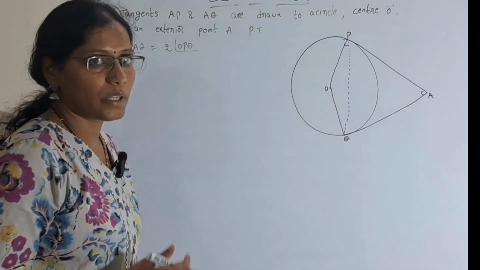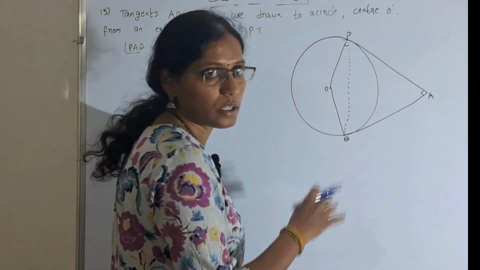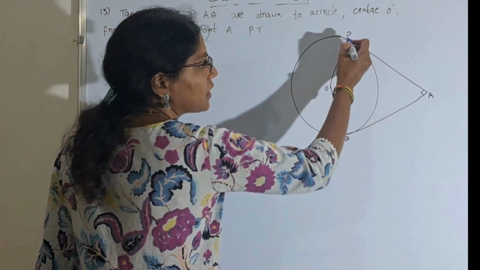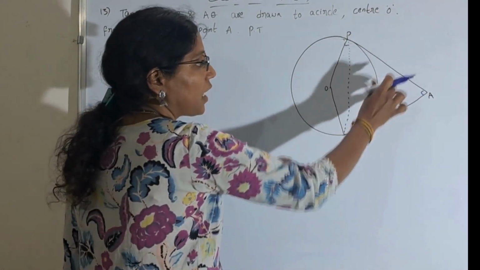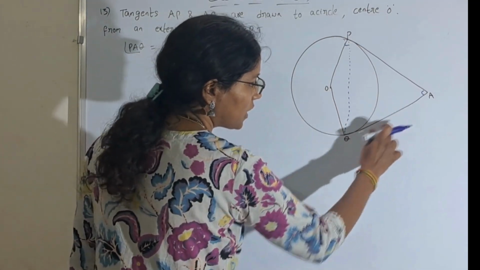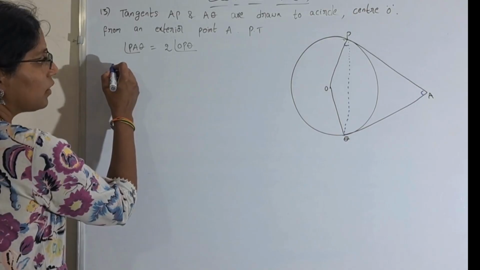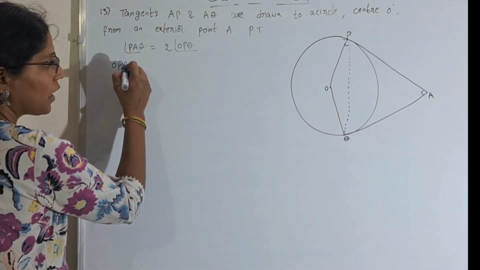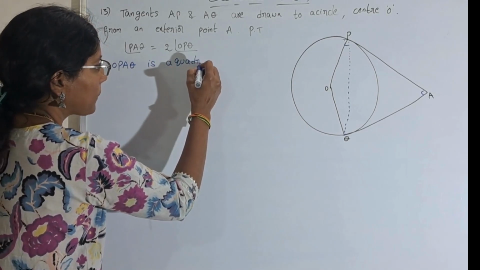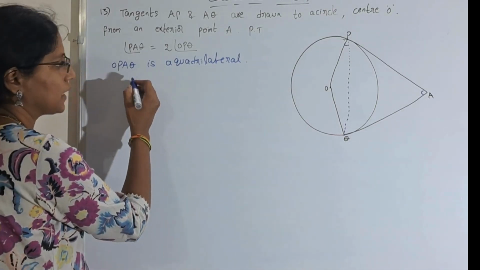For this we first have to write conditions. OPAQ is a quadrilateral. The sum of all angles is 360 degrees. Here OP is the radius, PA is the tangent. A radius and tangent are always perpendicular, so this full angle is 90 degrees. Here also OQ is the radius and AQ is the tangent, so this full angle is 90 degrees. So OPAQ is a quadrilateral, and the sum of all angles is 360 degrees.